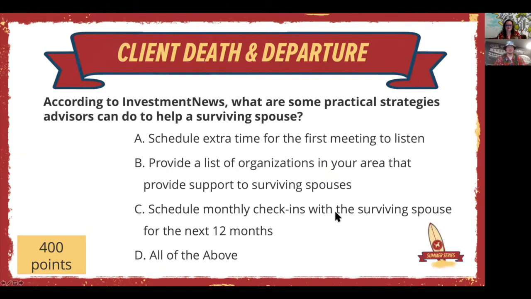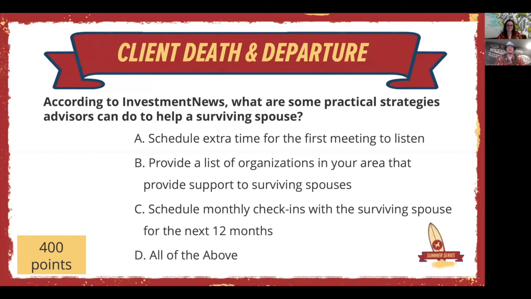All right, everybody, the poll is live. Go ahead and put your answers in there. The question for you is, according to Investment News, what are some practical strategies advisors can do to help a surviving spouse? A, schedule extra time for the first meeting to listen. B, provide a list of organizations in your area that provide support to surviving spouses. C, schedule monthly check-ins with the surviving spouse for the next 12 months. Or D, all of the above. So go ahead and put your answers in. I'll give you 3 seconds. We're going to close the poll in 3, 2, 1.